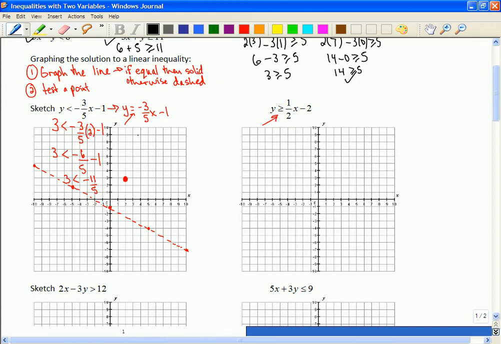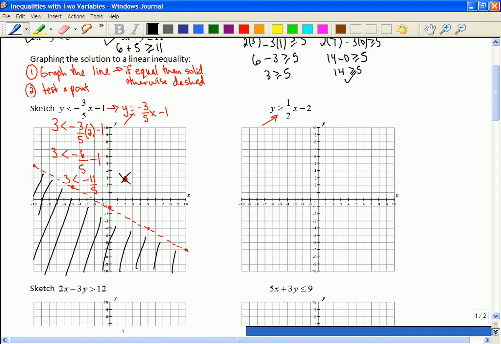So because I know that this one doesn't work, that means this is the answers that I'm looking for. Any point on this side will satisfy that inequality. So I don't have to list every single one. I just shade it in to show you that this is the side. Any point you pick in here will work.